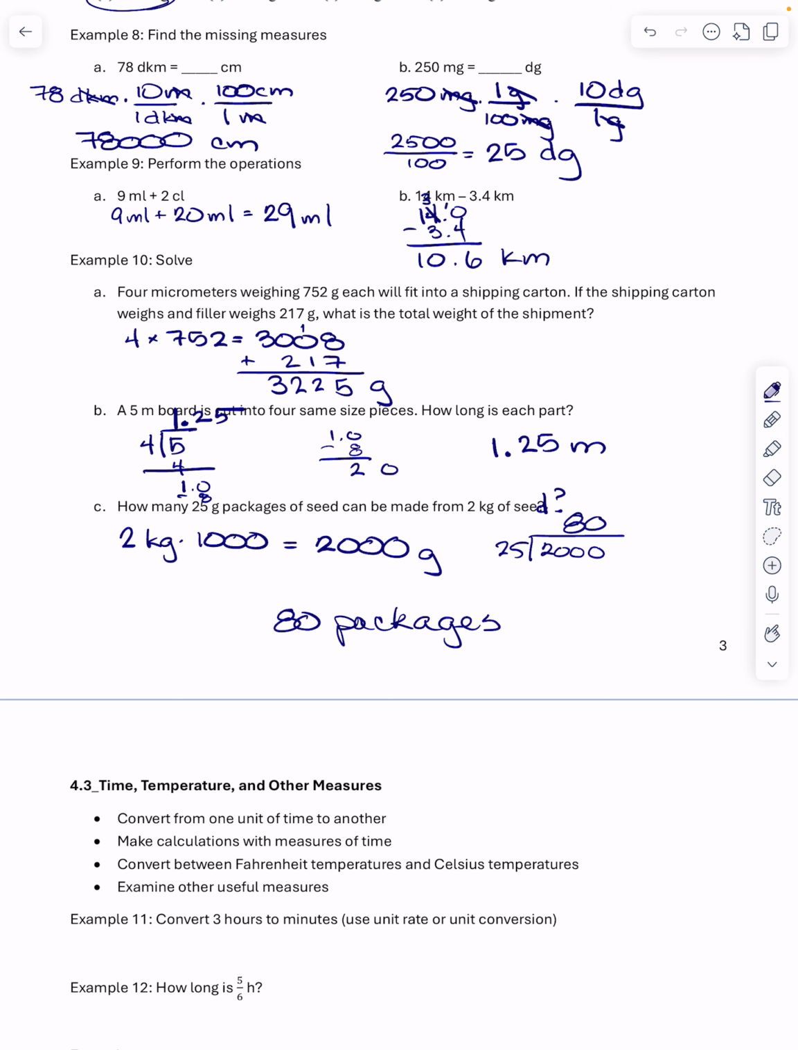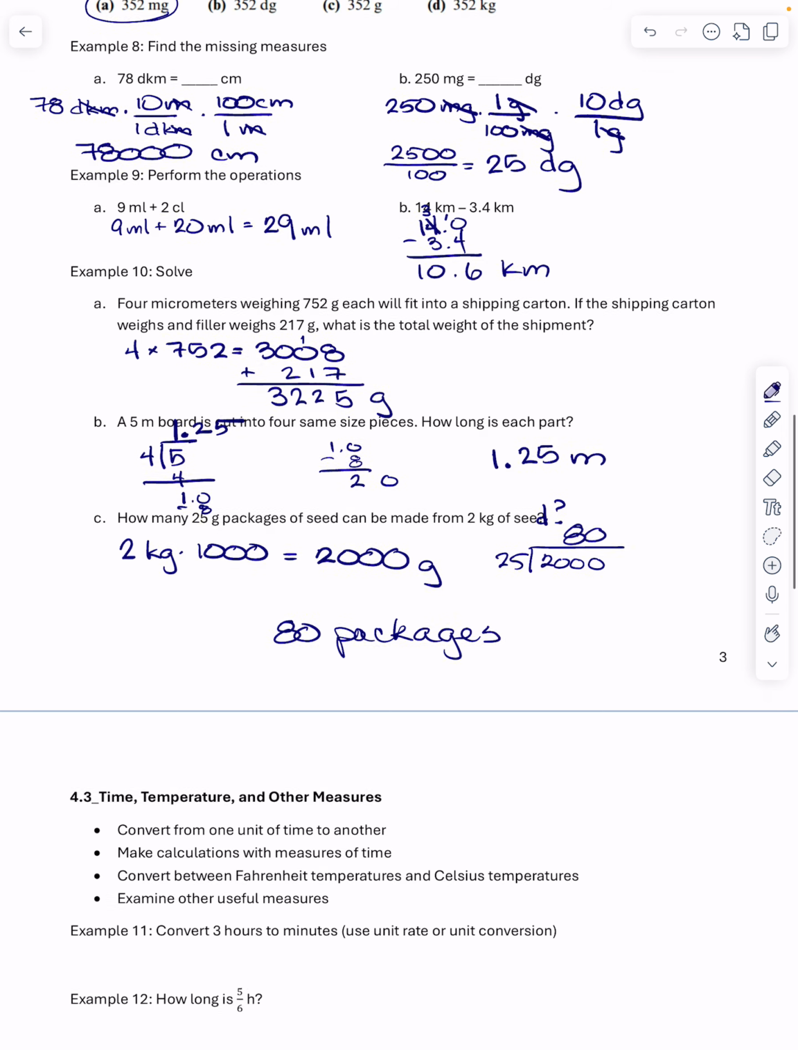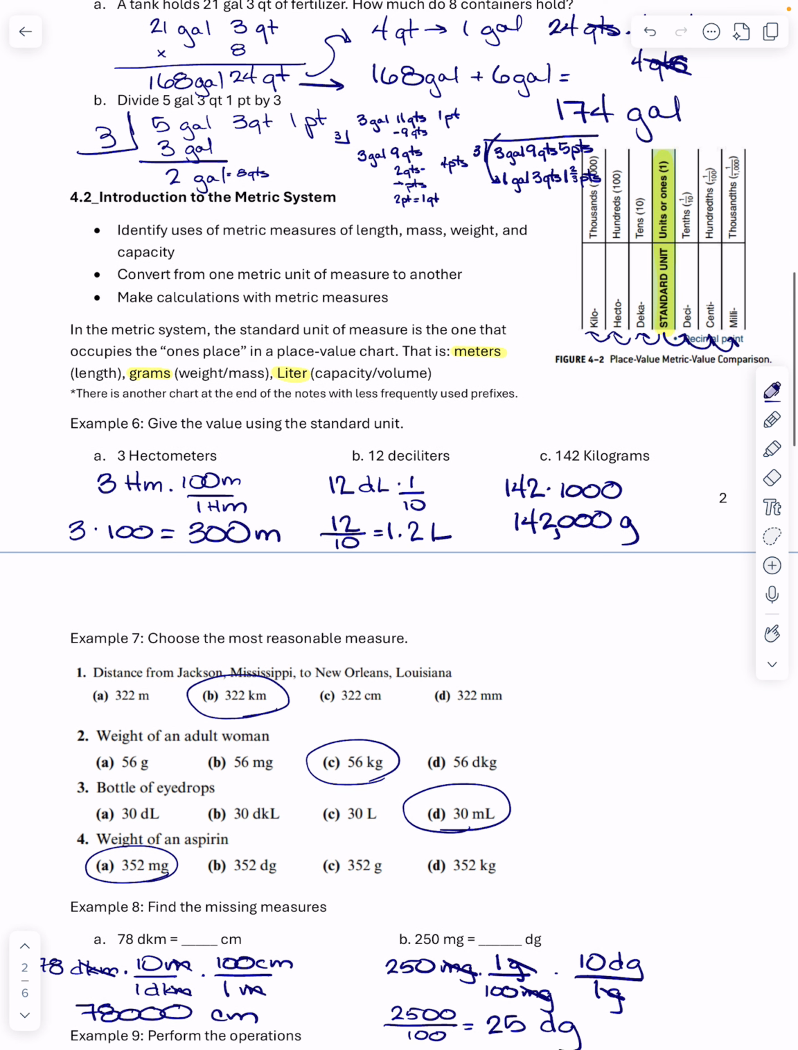of size 25 grams. Okay, so I want to go back up here for a minute and make sense of this. 1 kilogram is 1,000 grams, so if we're converting, that's how we're using it. 1 hectogram is 100 grams, and 1 decagram is 10 grams.